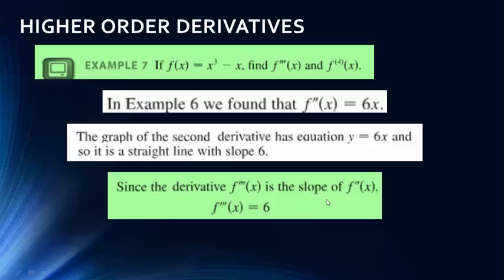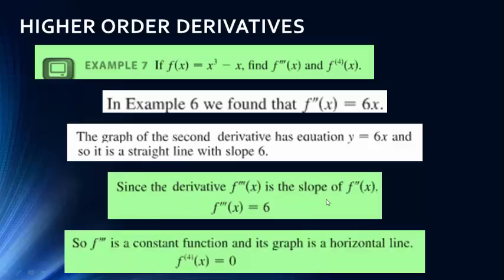What is the slope of a horizontal line? It's 0. So once we got to the constant here, our next derivative is 0, and every other subsequent derivative is also going to be 0. So once we get down a few levels into the derivatives, each one should get a little bit easier to calculate, and we should eventually end up with 0.